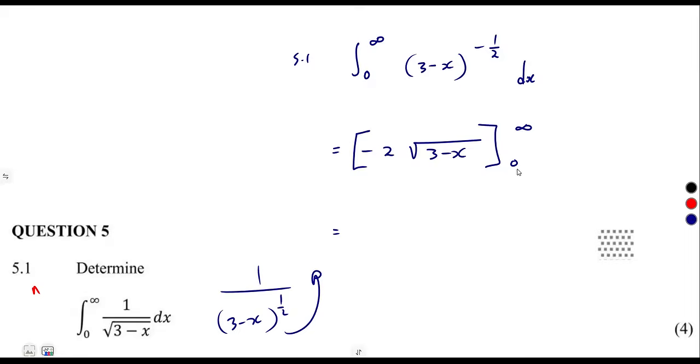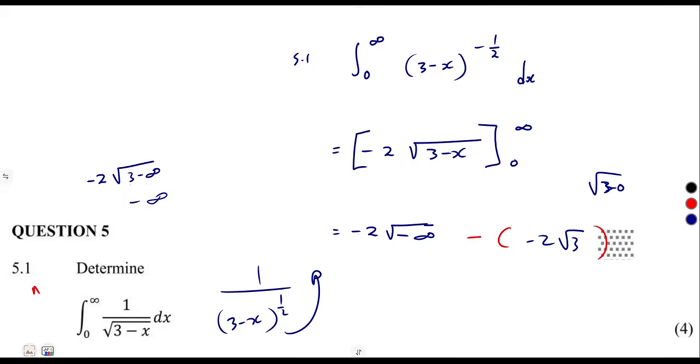So I want you to see now with the infinity that you're given, guys, you're going to substitute in place of x. It is going to be minus 2 the square root of 3 minus infinity, where 3 minus infinity is minus infinity. So it's minus 2 the square root of minus infinity. Then we subtract when x is 0, so minus 2 the square root of 3 minus 0. 3 minus 0 is a 3.